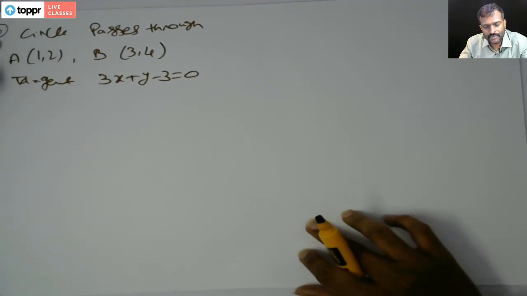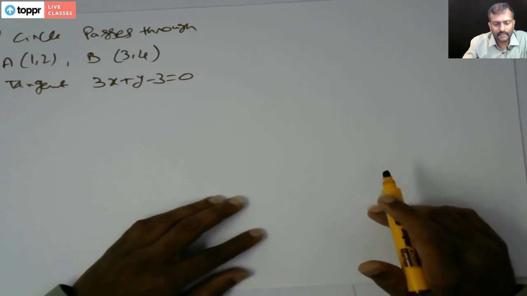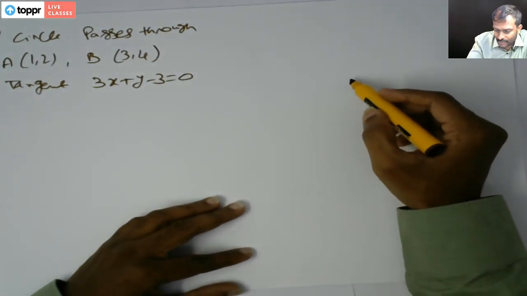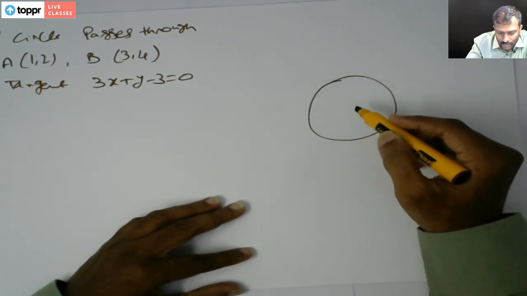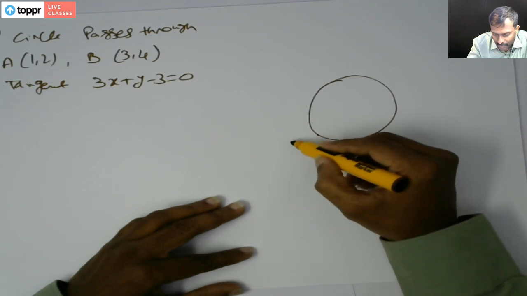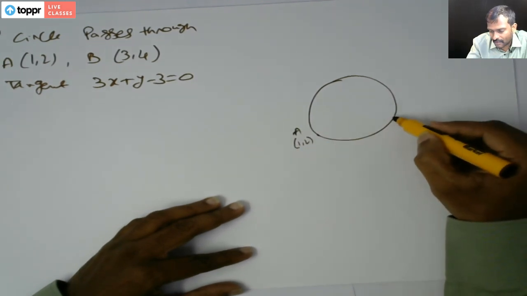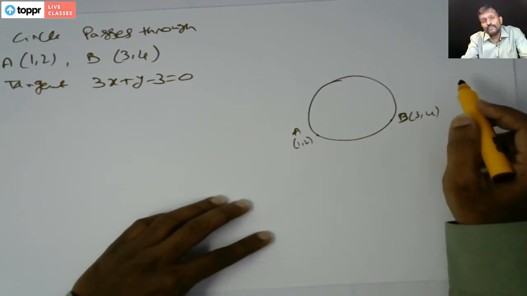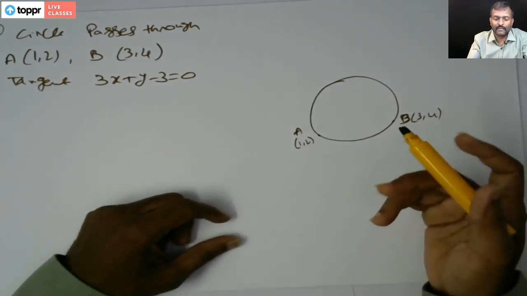In the second question, the circle passes through 2 points. A is (1, 2) and B is (3, 4). So first let us draw that. I don't know where those points will be, so let us simply take (1, 2) as A here, and B is (3, 4) to visualize, because I'm used to it. Like, if I don't visualize it, I will not be able to solve.